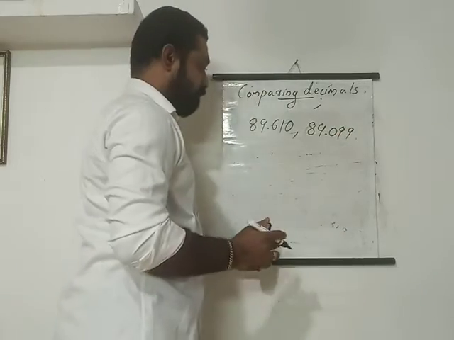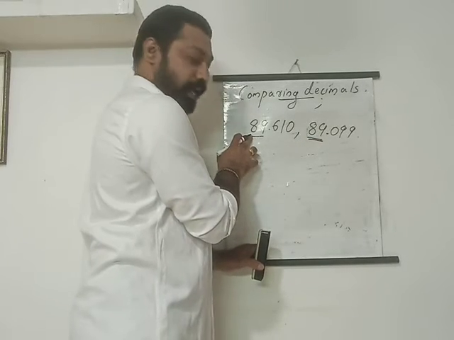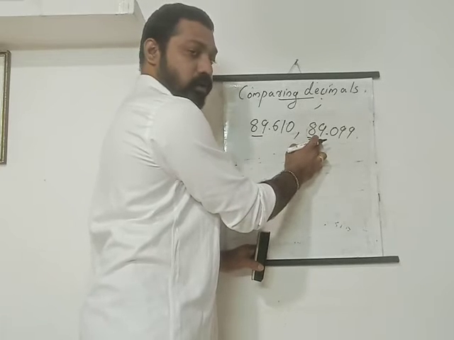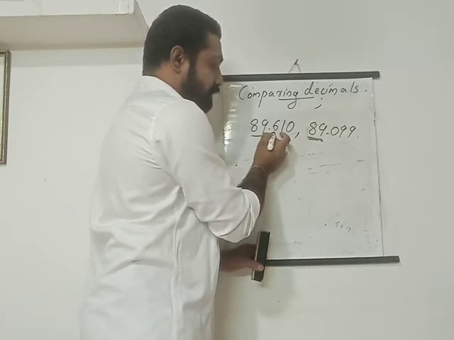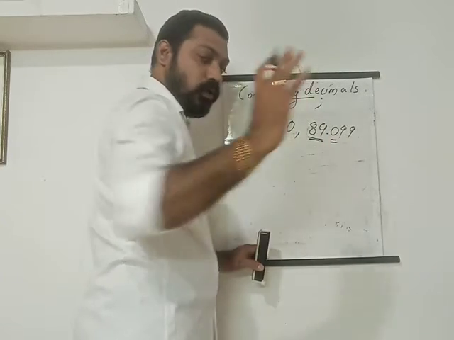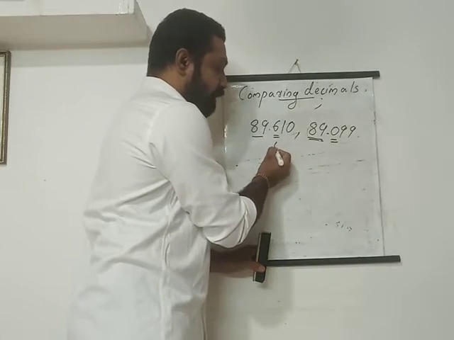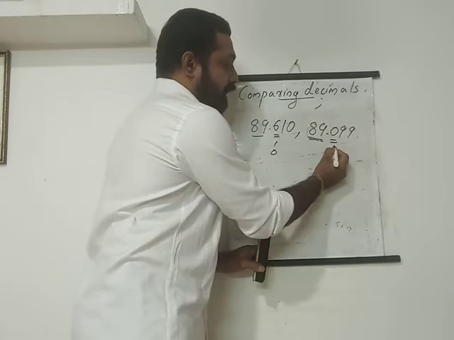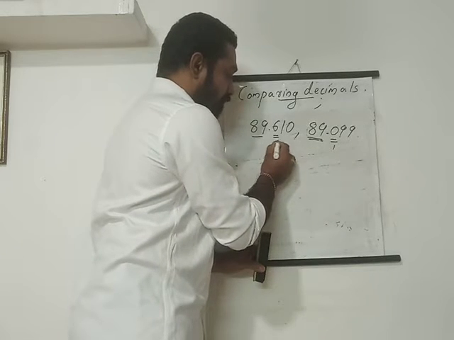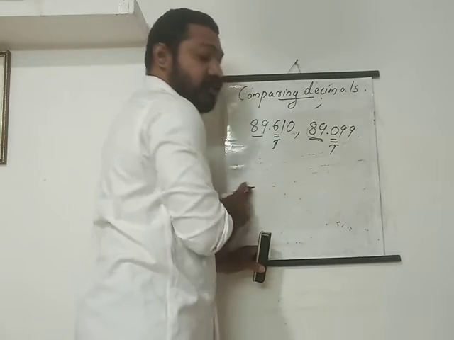Okay, these 2 numbers. You can see that the number of digits is the same. First place 8, here 8, here also 8. Go to the next place, here 9, here also 9. Then go to which place? After the point you can see 6, here it is 0. After the point in the tenths place, here it is 6. In the tenths place, here it is 0.